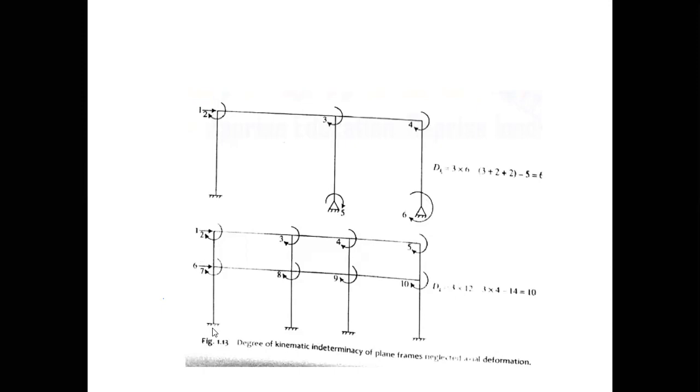That is fixed. So total number of joints are 1, 2, 3, 4, 5, 6, 7, 8, 9, 10, 11, 12. That is why it is 3 multiplied by 12 minus R. R is 3 plus 3 plus 3 plus 3, that is 12. So R is 12, 3 multiplied by 12 minus 12 minus number of members. So number of members over here are 1, 2, 3, 4, 5, 6, 7, 8, 9, 10, 11, 12, 13, 14. So it is 14, minus 14, that is 10. So degree of freedom or degree of kinematic indeterminacy in this case is 10.